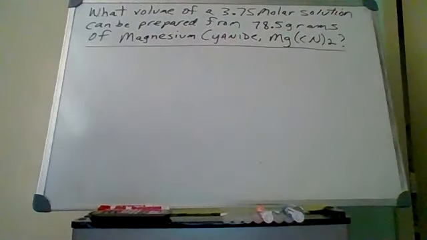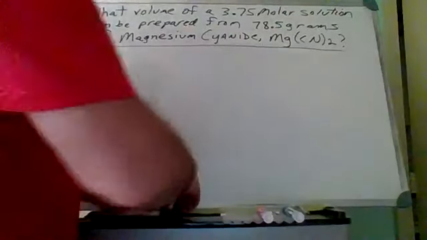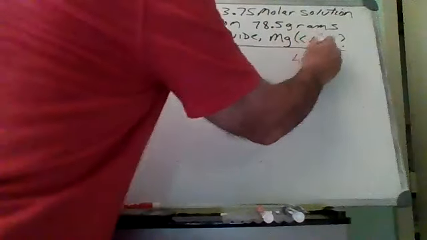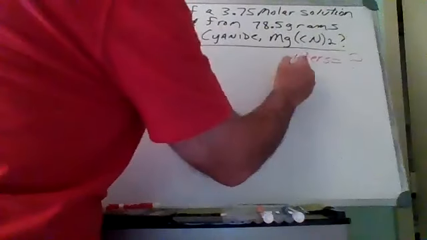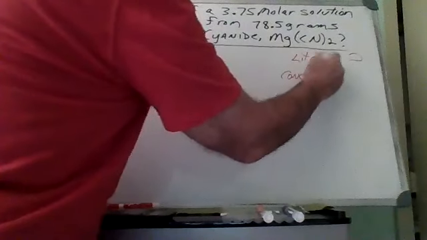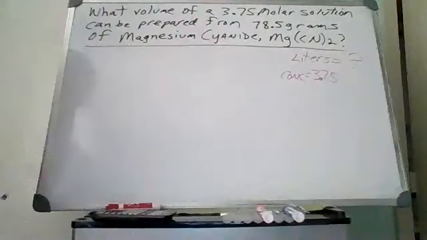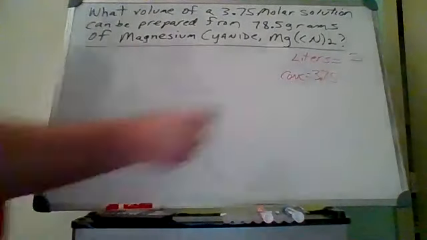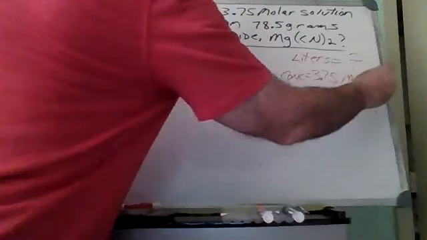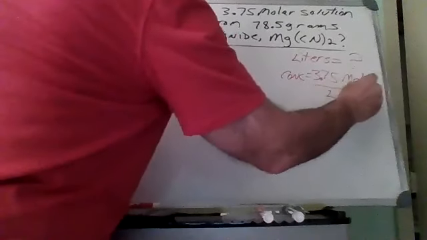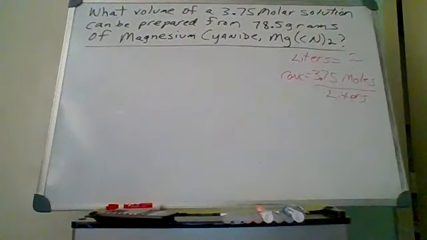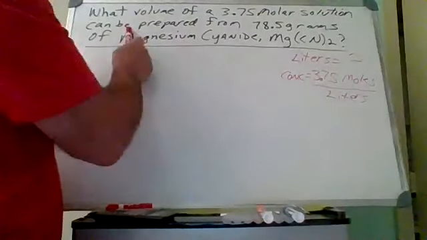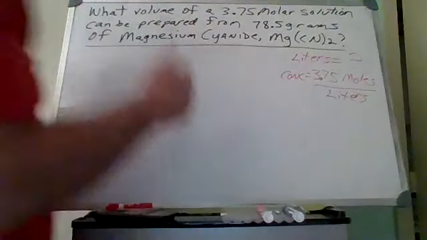So what volume? That sounds like I'm looking for liters. So liters equals a question mark, of a 3.75 molar solution. So I know the concentration, equals 3.75. But again, I'm not going to write molar over here. I'm going to change it to moles divided by liters, because then I see these liters can cancel with those liters, or something akin to that. Can be prepared from this many grams of magnesium cyanide.